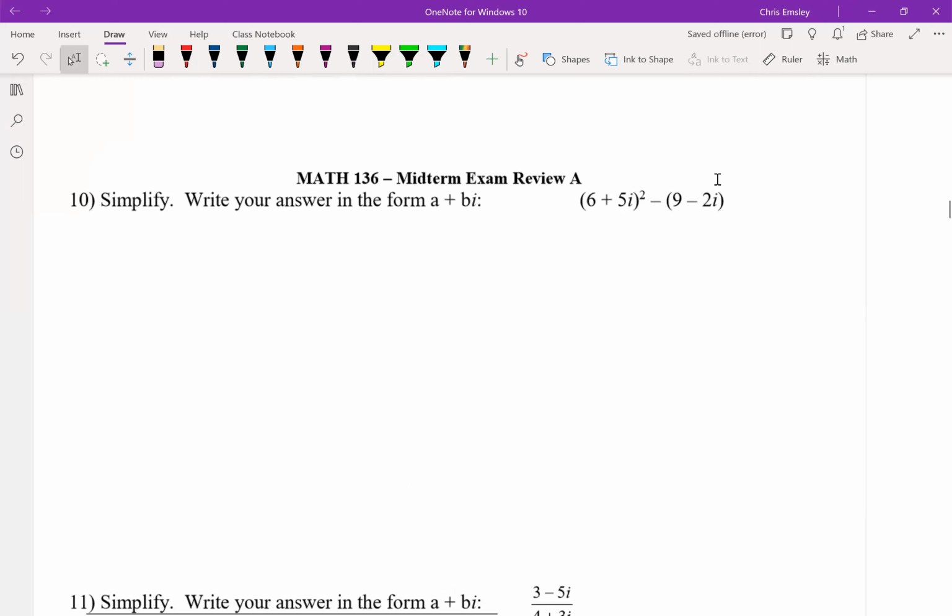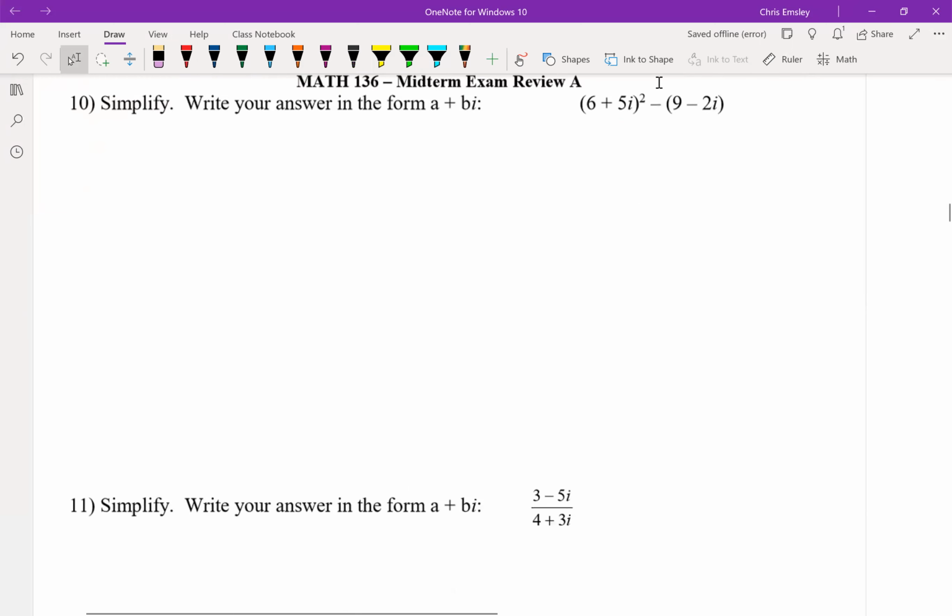Number 10, we're moving on to complex numbers. The problem's over here on the side. It asks us to simplify this. We do need to follow our order of operations when we do that. So we would want to square this piece first and then do the subtraction. It might be helpful to square that to actually see what that looks like rather than written with the exponent, write out the 2 factors. And then we're going to go ahead and FOIL that.